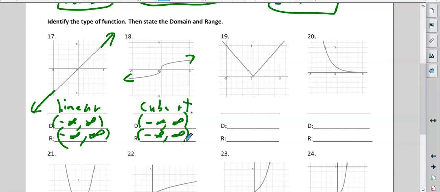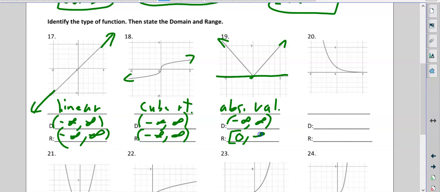Whenever you see the V, that's V for value. Absolute value. Now, this one is going to keep going left and right forever, so negative infinity to positive infinity. But how low does it go? Well, it hits here at 0 and bounces back up. So it only goes down to 0, and we're going to use a bracket for that because it hits 0. And then it goes up forever.